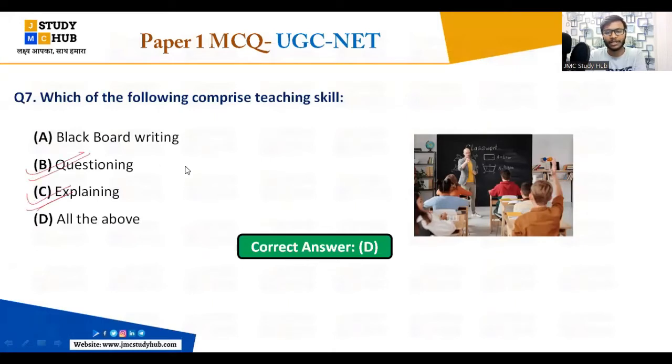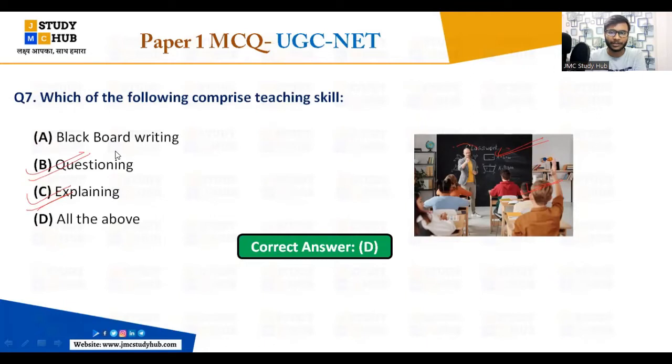Explaining means answering the questions that the students ask, right? So blackboard writing is one, questioning is also, and this is the explaining one. So all three are very important teaching skills. So D will be the answer here.